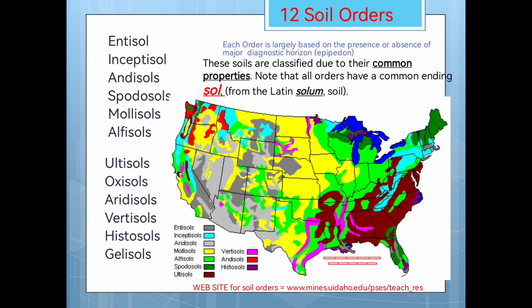So we are going to discuss entisols, inceptisols, andisols, spodosols, mollisols, alfisols, ultisols, oxisols, aridisols, vertisols, histosols, and gelisols. If you want more detail, you can always look for the website for soil orders. I put it down.